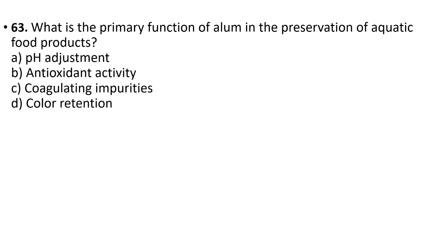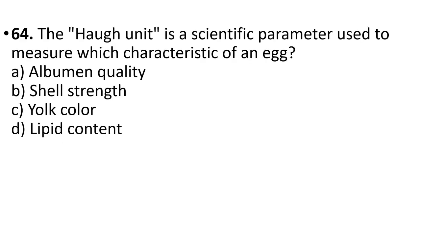63. What is the primary function of alum in the preservation of aquatic food products? pH adjustment, antioxidant activity, coagulating impurities, color retention. Your answer is option C, coagulating impurities.